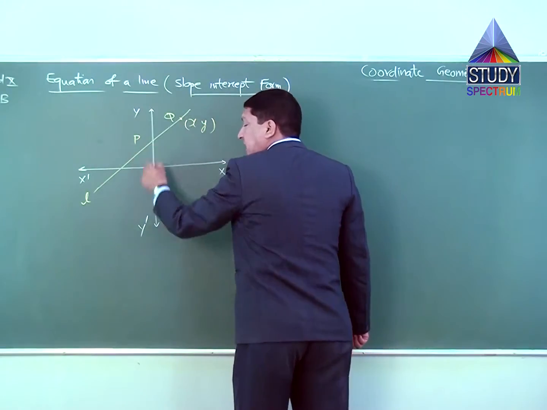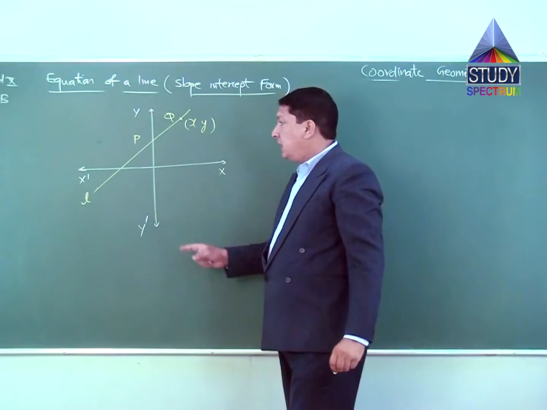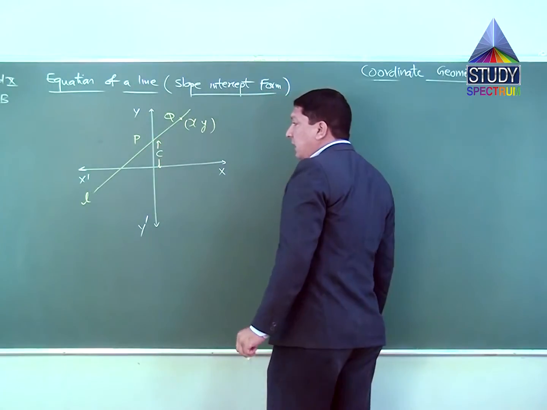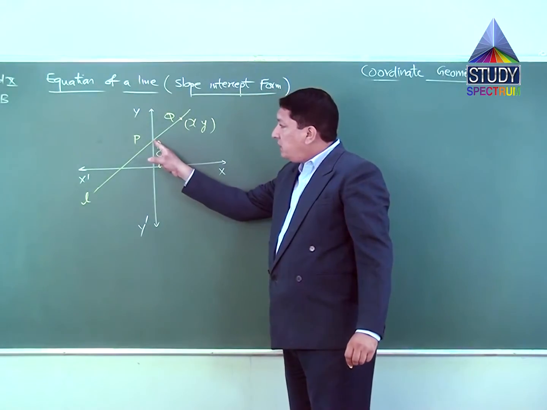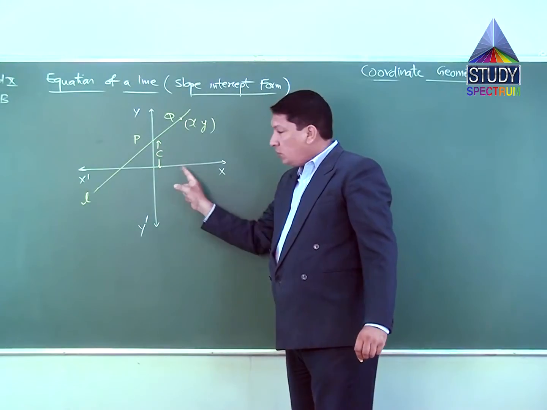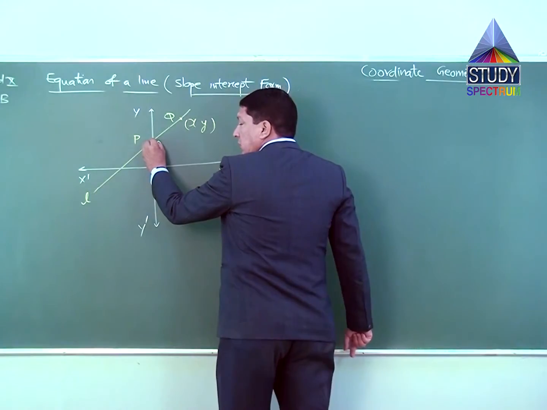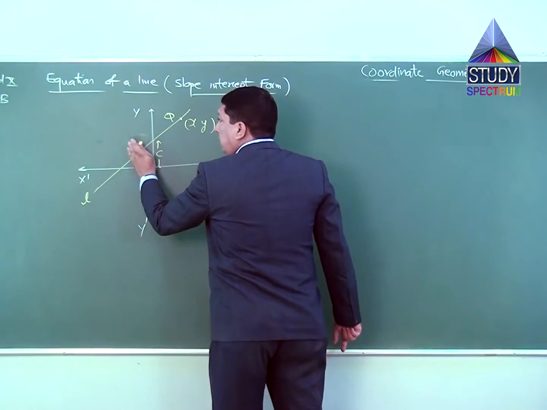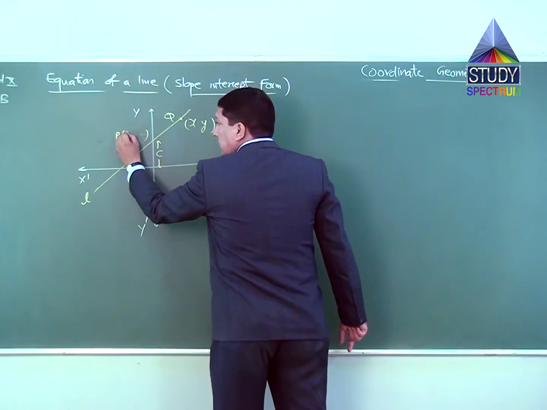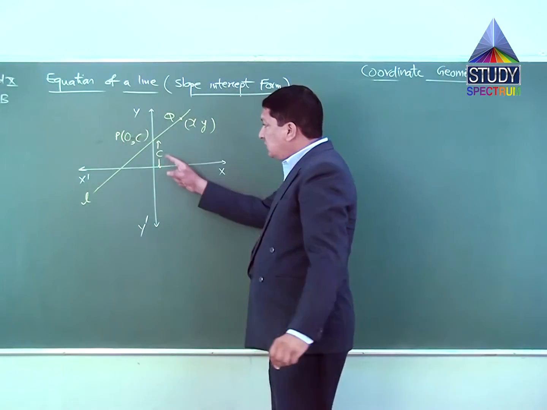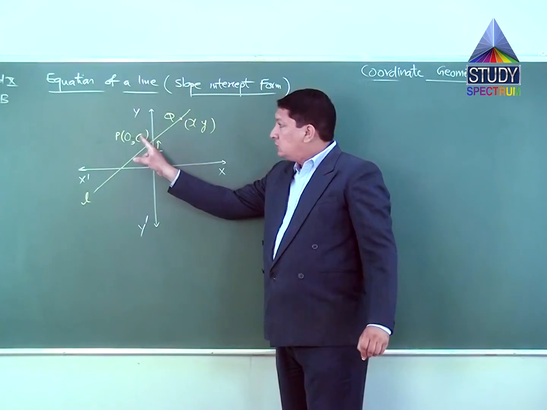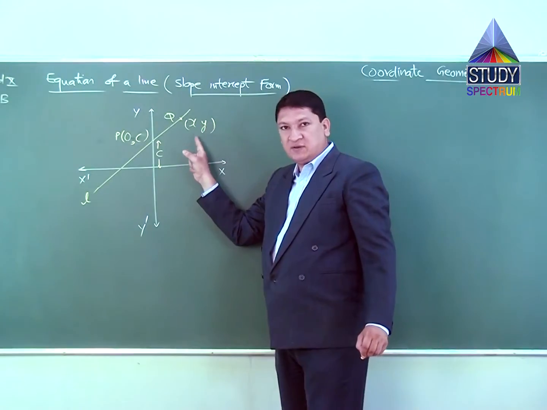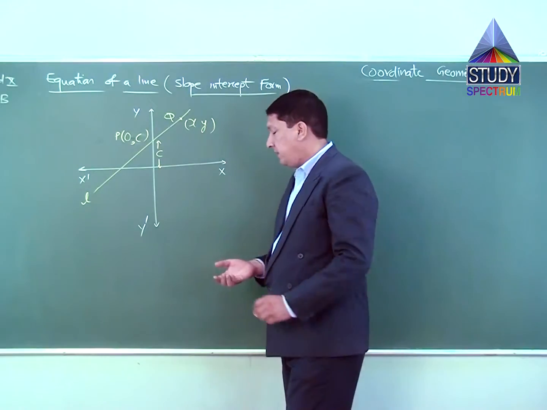Point P is on y-axis, and on y-axis it is intercepting C. Intercept made by line L is C. That means point P is at a distance of C from the origin. Now every point on y-axis will have x coordinate 0. Therefore, coordinates for point P would be 0, C, where C is the distance from the origin. Clear? So point P will have coordinates 0 and C. Point Q has coordinates x and y, because x and y are the variables. Equation we are writing in terms of x and y.